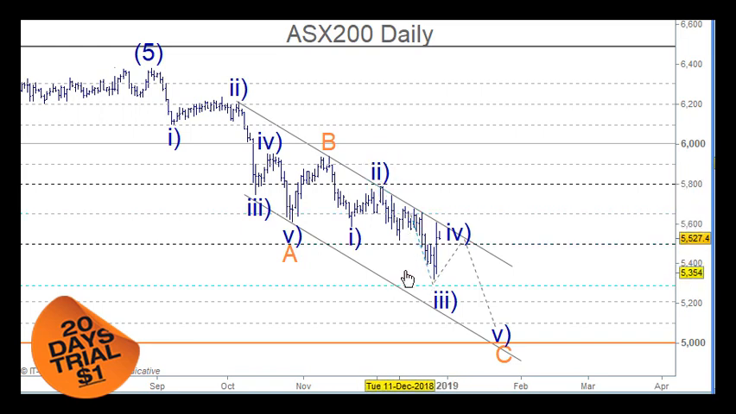This structure here is not counting very well. I can sort of force it to fit, but it is a bit of a problem in counting this structure. So I do have a problem in here, and I'll explain that when we get into smaller time frames.